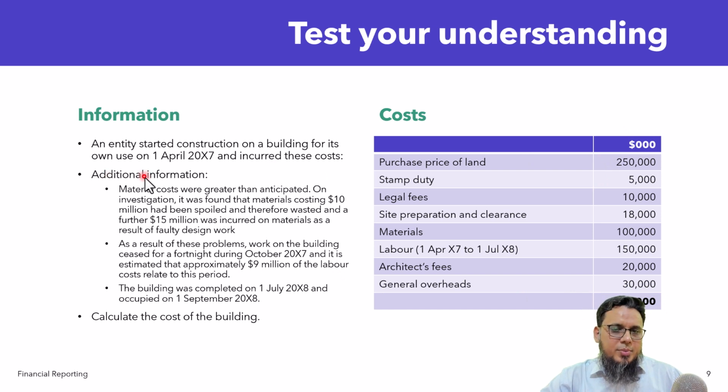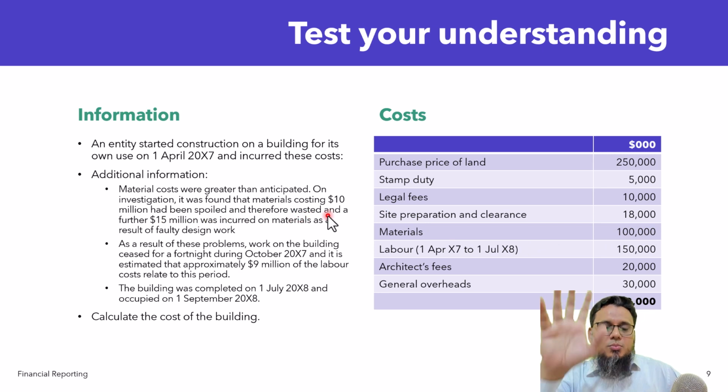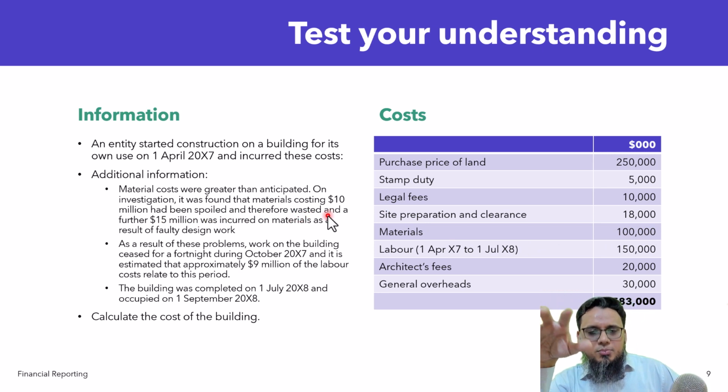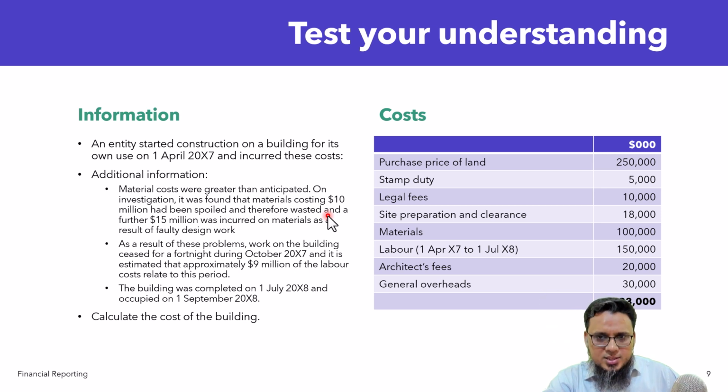Now some additional information. Material costs were greater than anticipated. On investigation, it was found that the material costing $10 million had been spoiled. So the material is $100 million, and out of the $100 million, $10 million had been spoiled, and thereof wasted. If you pause just here right now, you can do it on your own, but I'm going to discuss some pointers on the solution on the way.